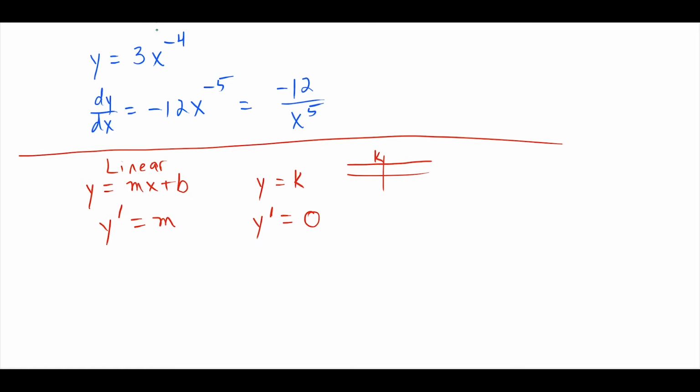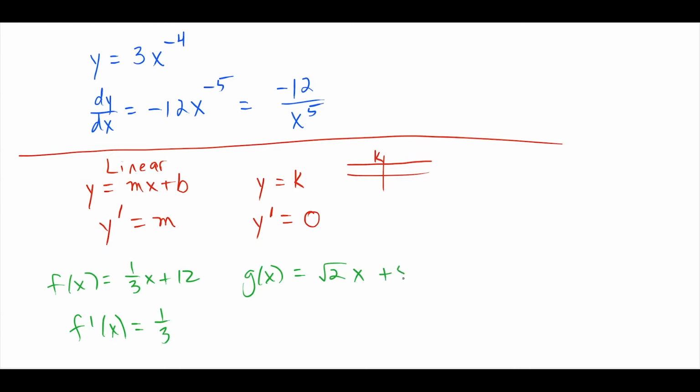So if we use that idea for questions like this, if I had, let's say, f of x is equal to 1/3 x plus 12, without thinking too hard on this one, I just have to look at what is the slope of my linear function here, and the slope is the coefficient of x. The slope is 1/3. So, if we just come up with another example here, let's say g of x is equal to square root 2 times x plus 5.